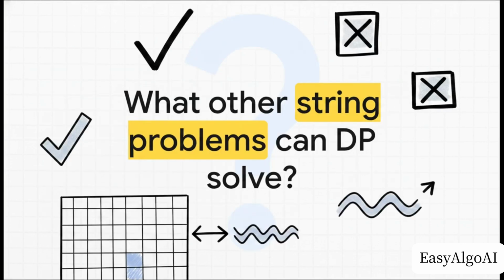We've taken a pretty daunting algorithmic concept, broken it down into a super simple binary choice of matching or not matching, built a grid from the bottom up, and then squeezed every ounce of space efficiency out of it.